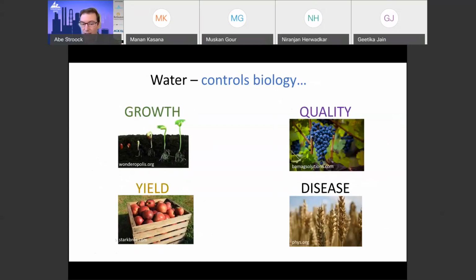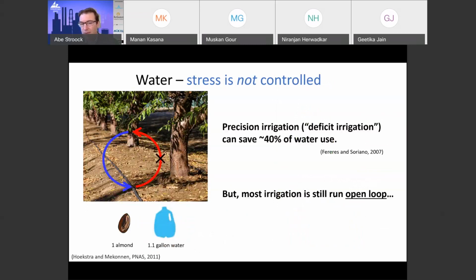So water controls everything. If you've ever tried to keep a plant alive in your apartment or home, you know that it controls growth, it controls the yield of crops, it controls in subtler ways quality and also disease. But despite its central place in plant life, in agriculture, it basically remains open loop.